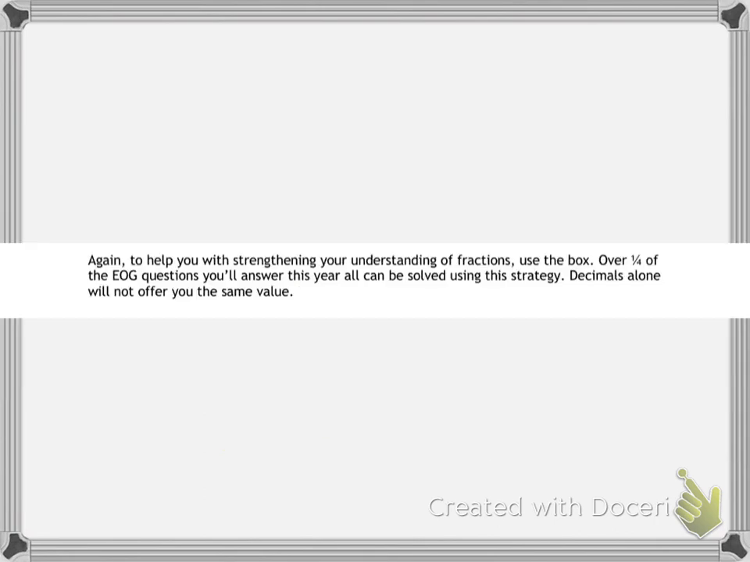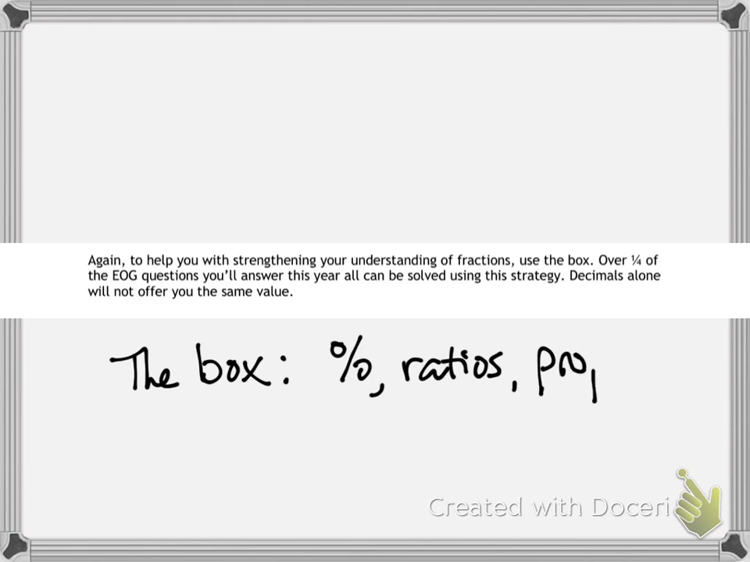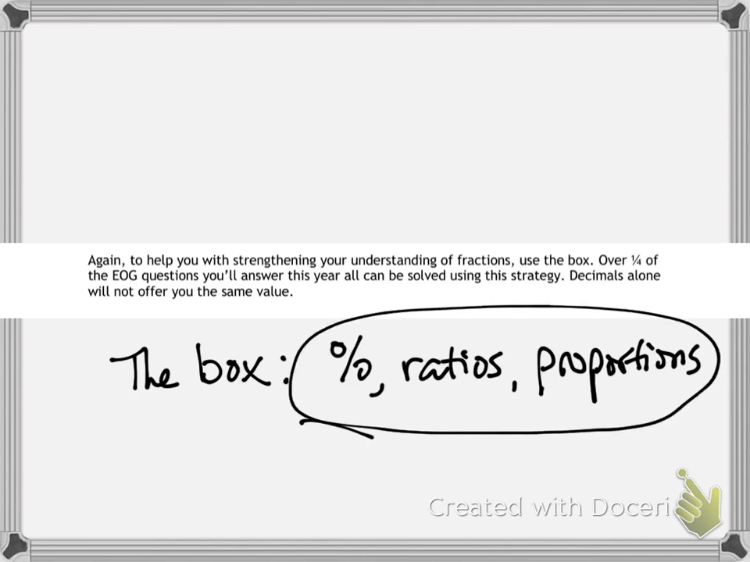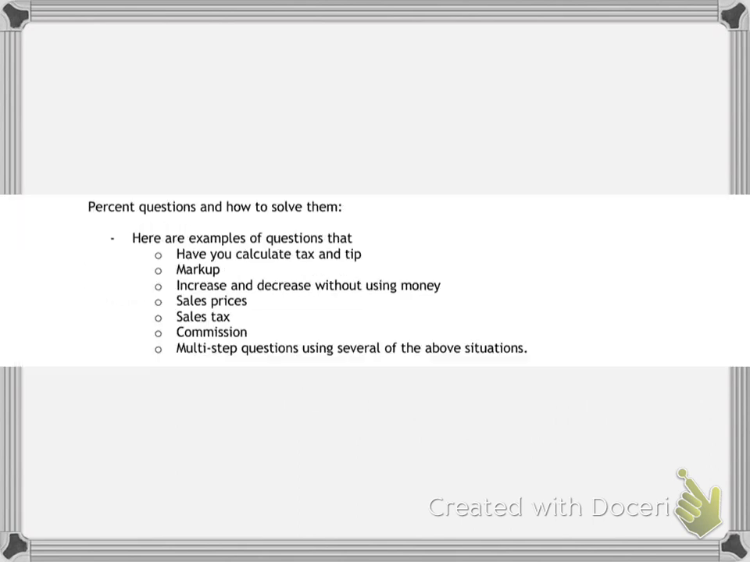Again, to help you with strengthening your understanding of fractions, use the box. Over 1/4 of the EOG questions you'll answer this year all can be solved using this strategy. Decimals alone will not offer you the same value. What I mean by that is you're not going to use decimals for 1/4 of the EOG, but you can use the box for the EOG because the box helps you with percent, ratios, and proportions. Once in a while, it can even help you with algebra, but these are the main ones that it can help you with. Decimals it helps you with fewer things.